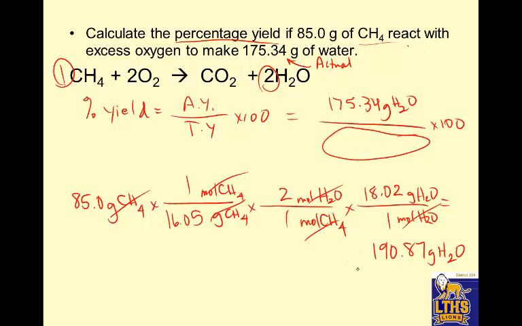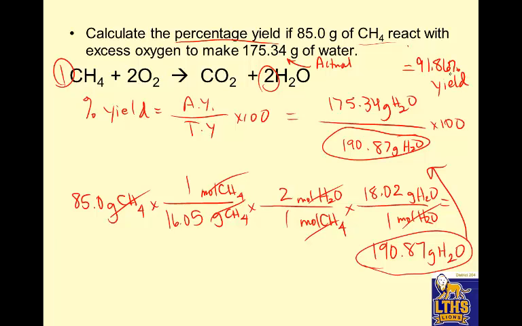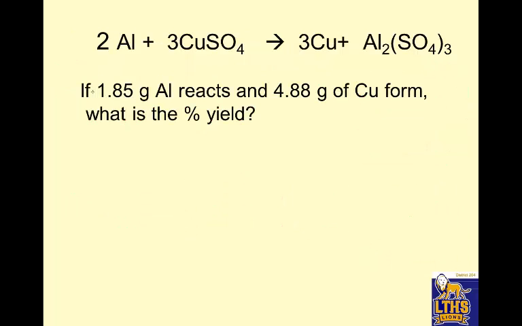Now, this is called a theoretical yield. We didn't do a lab experiment, we just figured out what should form, and so that goes there. So that's the 190.87 grams of H2O. Okay, so 175 divided by 190.87 equals, the percent yield is 91.86% yield of water. Okay, so percent yield, actual over theoretical. Actual comes from the problem or the lab. Theoretical comes from stoichiometry.